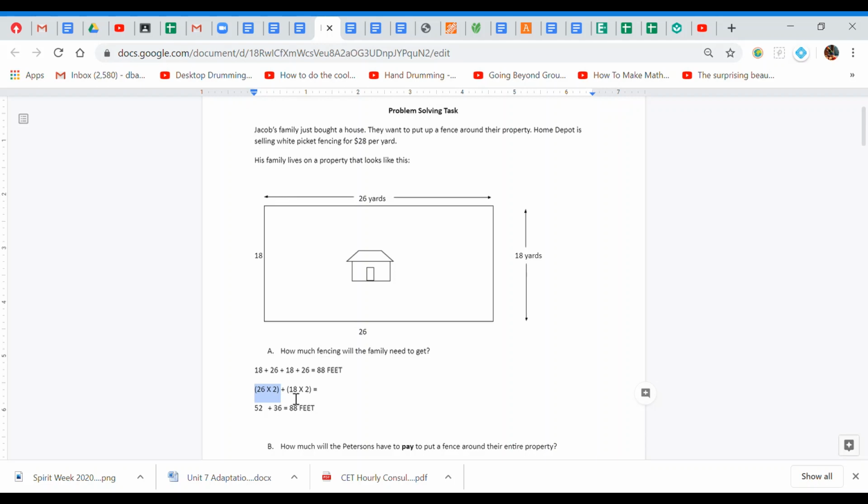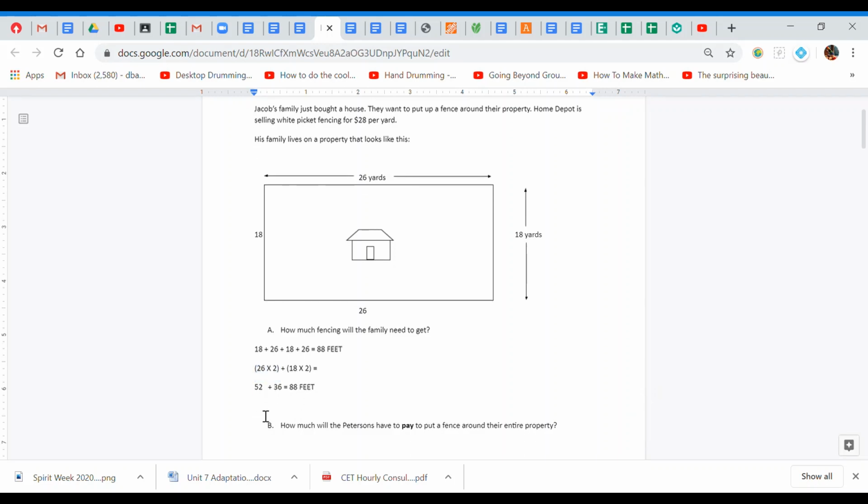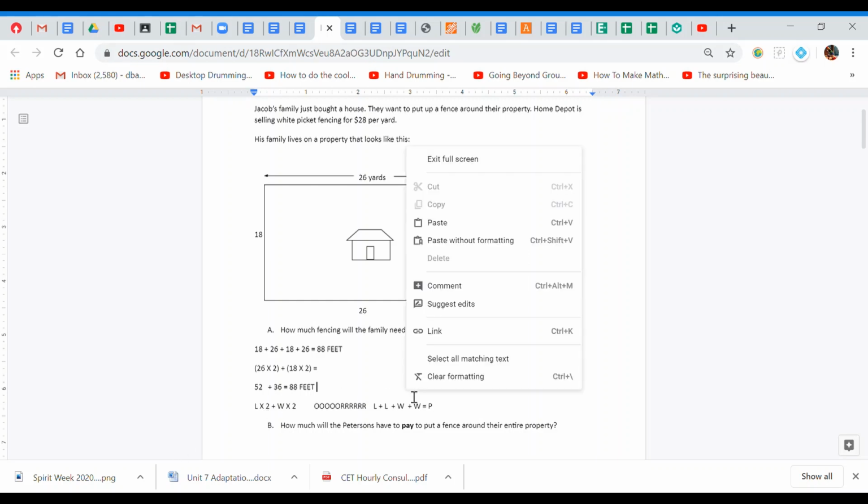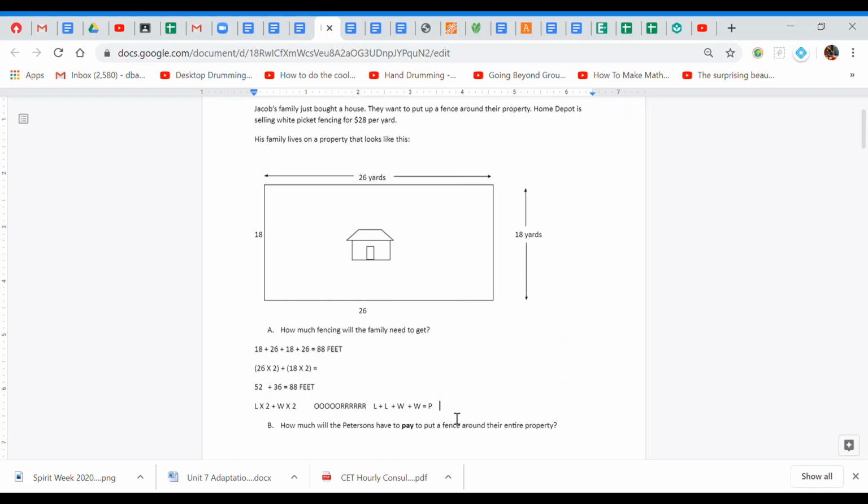So if you were to write this as a formula, people would often say it's length times 2 plus width times 2. Or you can say length, again using L to represent length, L plus L, length, plus width plus width equals P, P standing for perimeter. So again, different formulas, but they mean the exact same thing. This only works for rectangles. Just make sure you're clear on that.